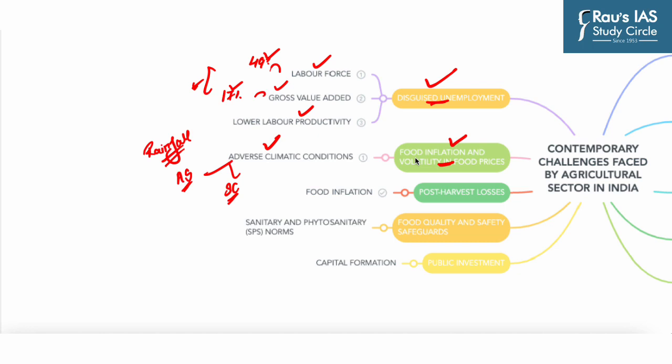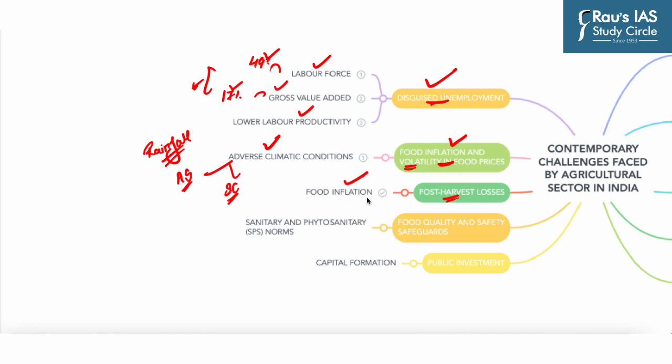What will impart large volatility to the food inflation trajectory in India? The next major challenge is post-harvest losses. What are post-harvest losses? Wastage of food products due to inefficient post-harvest practices, which is one of the important factors behind high food inflation in India.